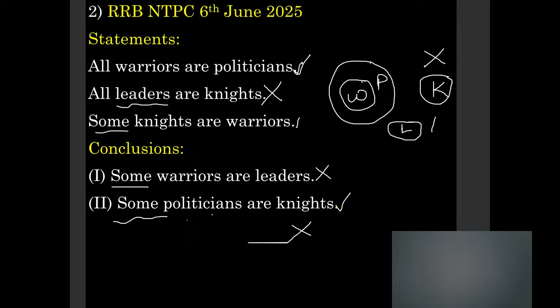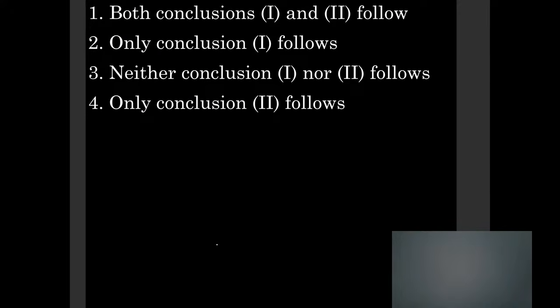Why? Because we tried to prove the second conclusion false. So when our diagram is going wrong, it indicates that the second one cannot be false. We cannot make the second one false. So as we cannot make the second one false, it is true. You should accept that the second conclusion is true. So the answer for this one is only two follows, which is option 4. Option 4 is the correct answer.